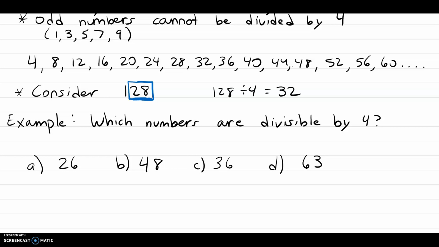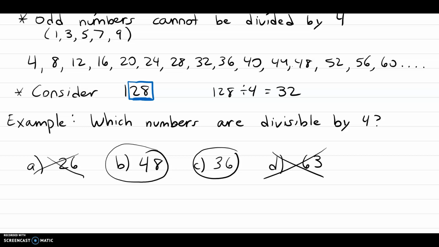So right away I can eliminate D because this is an odd number, so that one can't be divided by 4. 36, I look at my list of multiples of 4, and that is one of the multiples of 4, so 36 is good. 48 is also a multiple of 4, so I can circle 48. 26, it is an even number, so it could be divided by 2, but this is not a multiple of 4, so 26 could not be divided by 4.